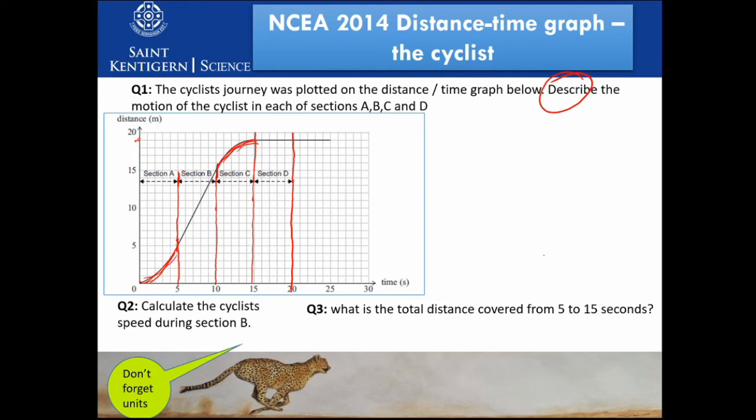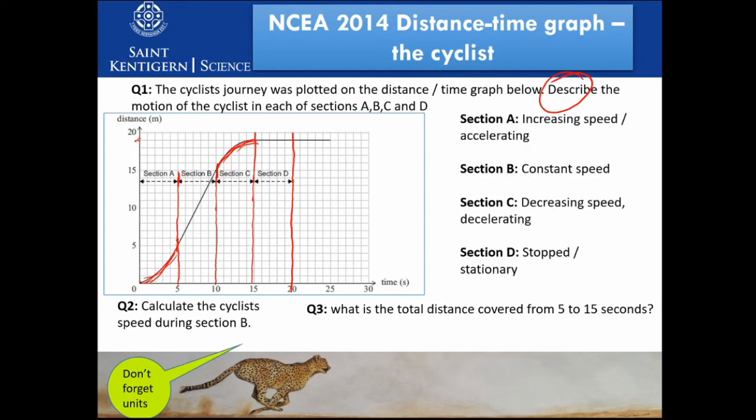Okay. So let's see the model answer there. So section A, increasing speed or accelerating. Section B, constant speed. Section C, decreasing speed. So remember, constant speed means all the forces are equal here in section B. Okay, so all the forces are equal. And section C, decreasing speed or deceleration. And then section D is stop.